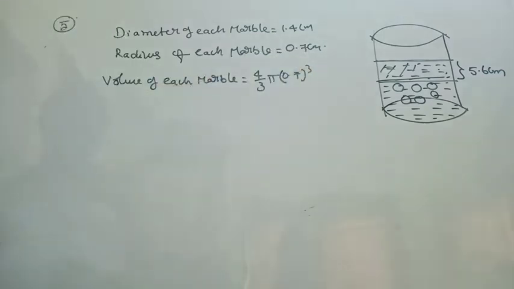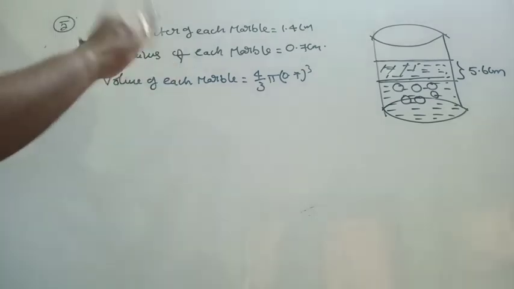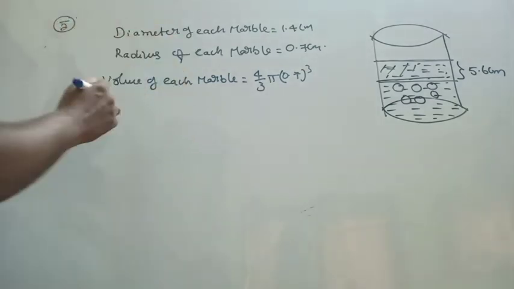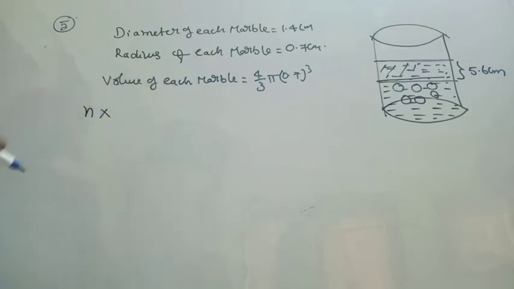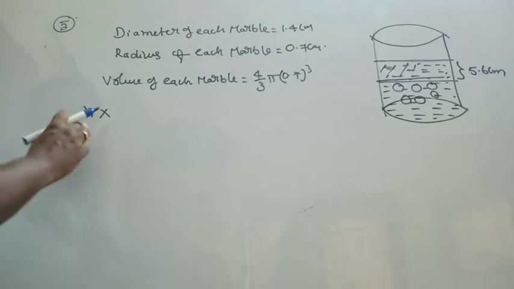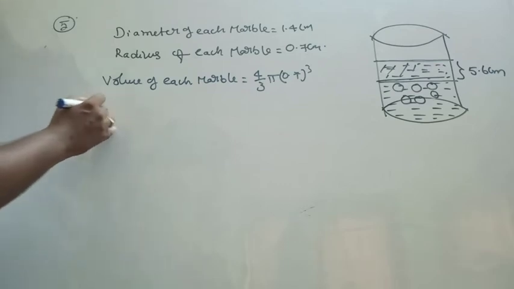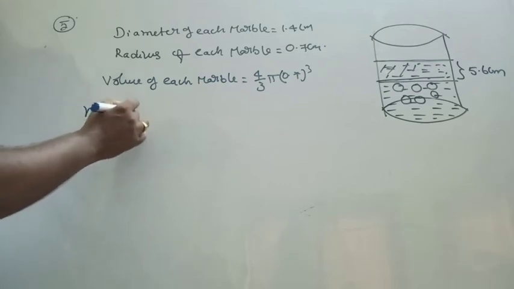Now, after dropping some marbles, we don't know the number of marbles. So let us take that number as n. N into the volume of each marble, right?